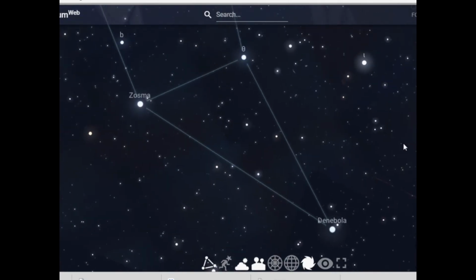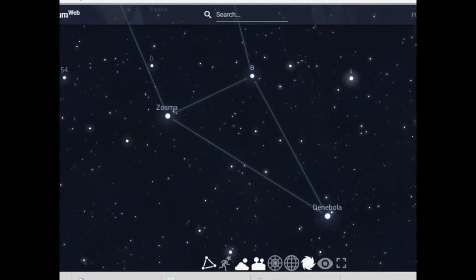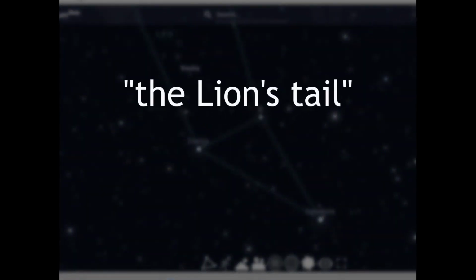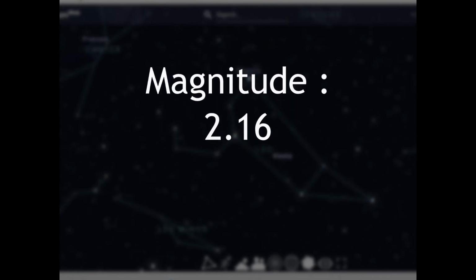the constellation. The name Zosma is shortened from an Arabic phrase, as it represents the lion's tail. Algieba is a binary star system and the brightest star in the curve of the sickle. Both stars have a magnitude of 2.16.